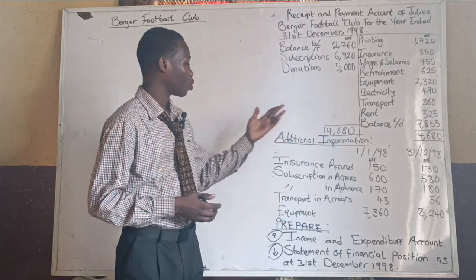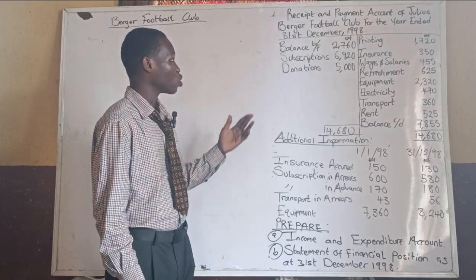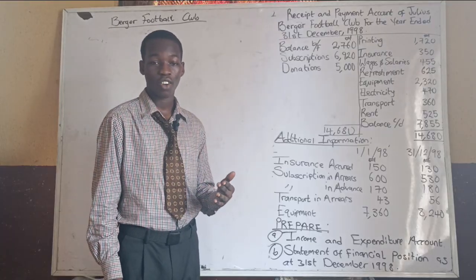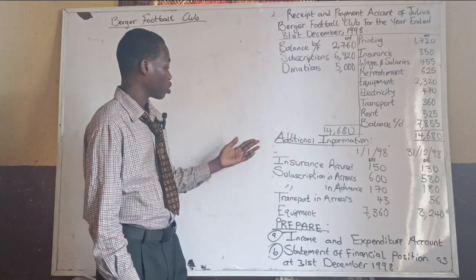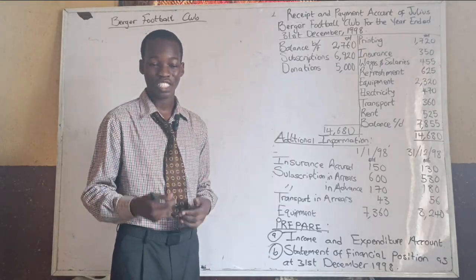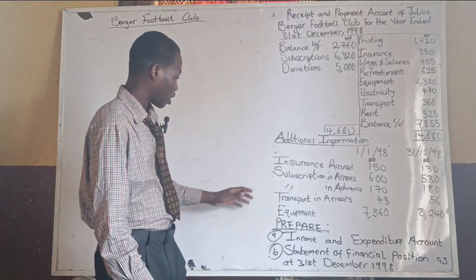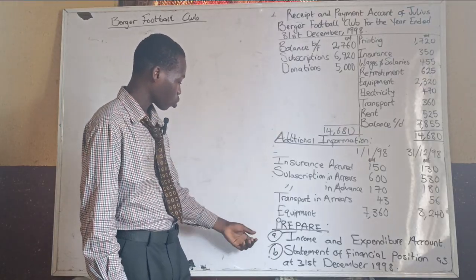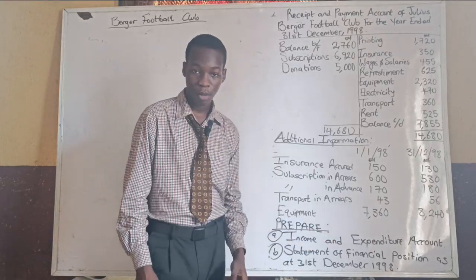So in today's video, we'll be solving this nice problem on a non-for-profit making organization. This non-for-profit making organization, which is Beggars Football Club, is not engaging in trading activities, so this will make our work even easier. Now, you can see the receipt and payment account and additional information. Also, we are asked to prepare the income and expenditure account, then the statement of financial position.